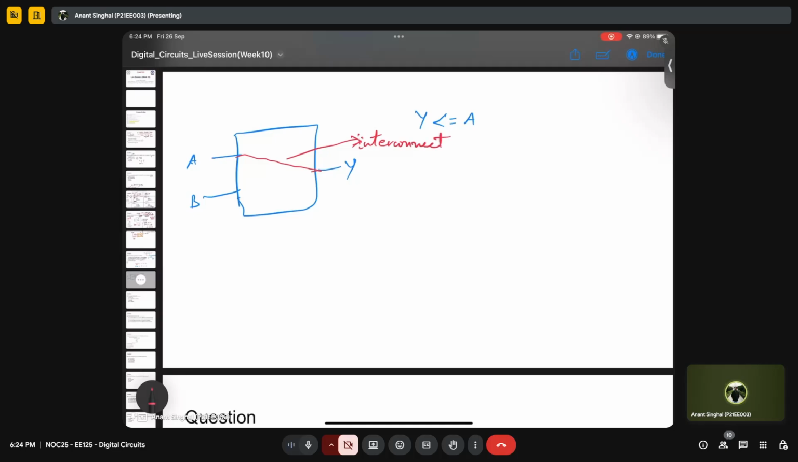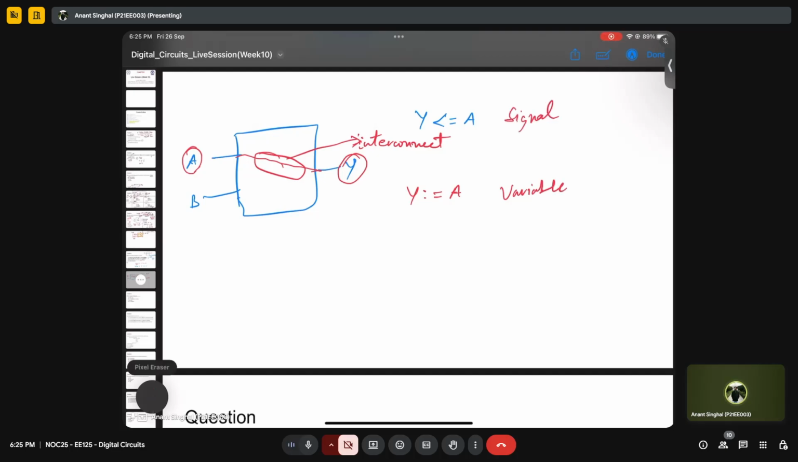And if I write y colon equals to a, then there is no interconnect. This y is readily available. Whatever the value of a is, it will not process it through an interconnect, but it is readily available. So this is a variable and this is a signal.